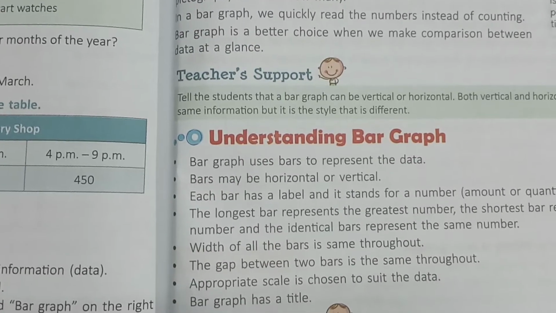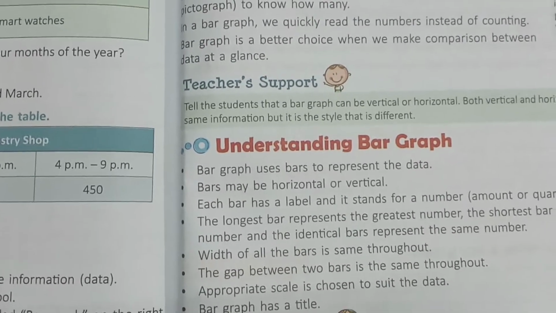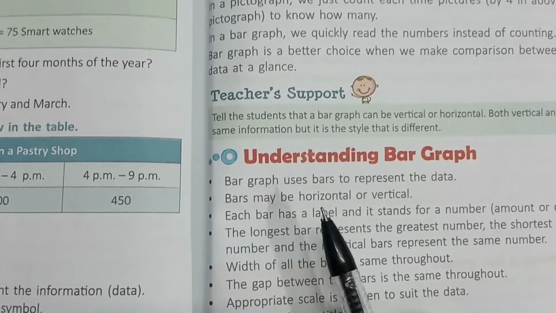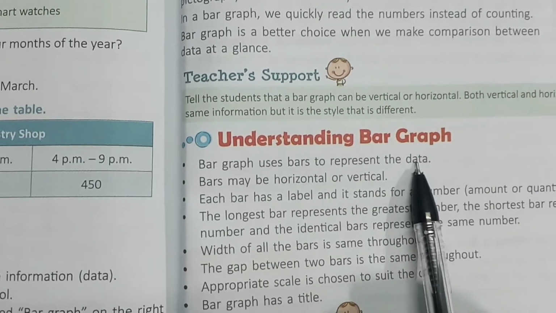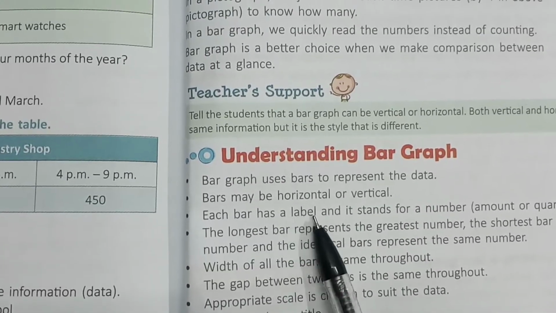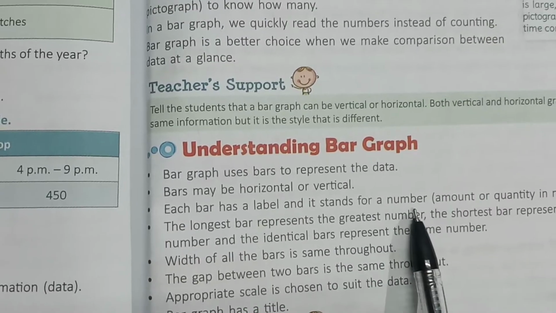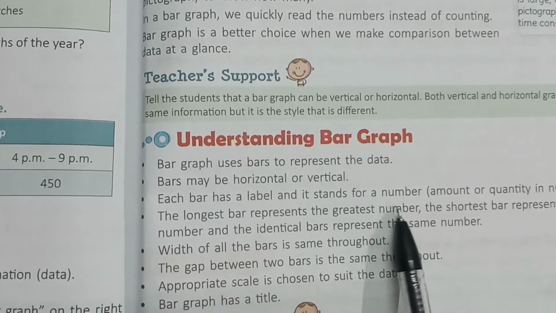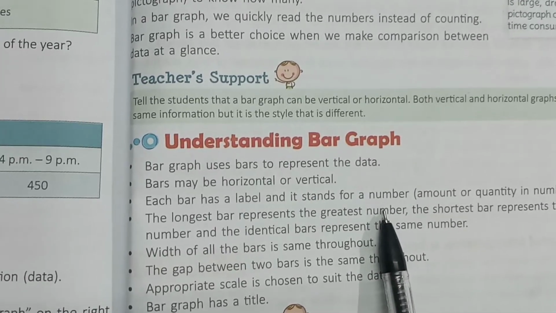Good morning, children. In our last class, we learnt about the bar graph. Okay? Children, a bar graph uses bars to represent the data. Bars may be horizontal or vertical. Each bar has a label and it stands for a number. The longest bar represents the greatest number and the shortest bar represents the smallest number.